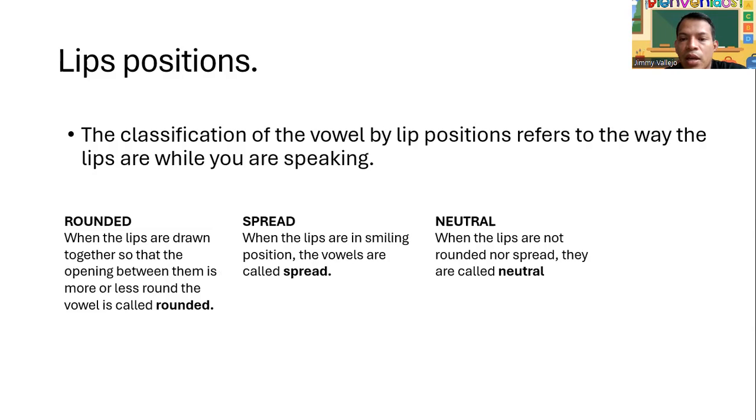And the neutral is when the lips are not spread and not round, so they are called neutral. For example, the round is when the mouth is open just a little bit. The spread is when you speak a vowel and your lip position is almost just smiling. And neutral is when you open your mouth completely, it's all open.